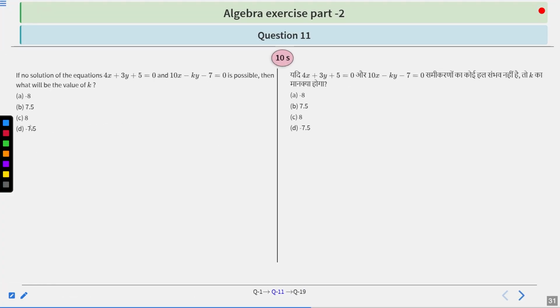Next. If no solution of the equation 4x plus 3y plus 5 equal to 0 and 10x minus ky minus 7 equal to 0 is possible, then what will be the value of k? Options are option A minus 8, option B 7.5, option C 8, and option D minus 7.5. And I'm giving you 10 seconds to find out the correct answer. After that, I will do the solution.